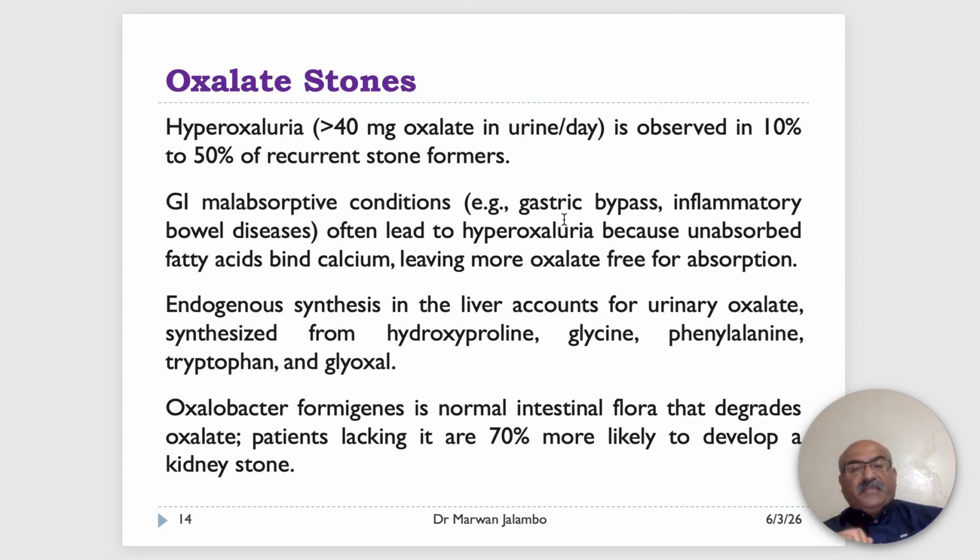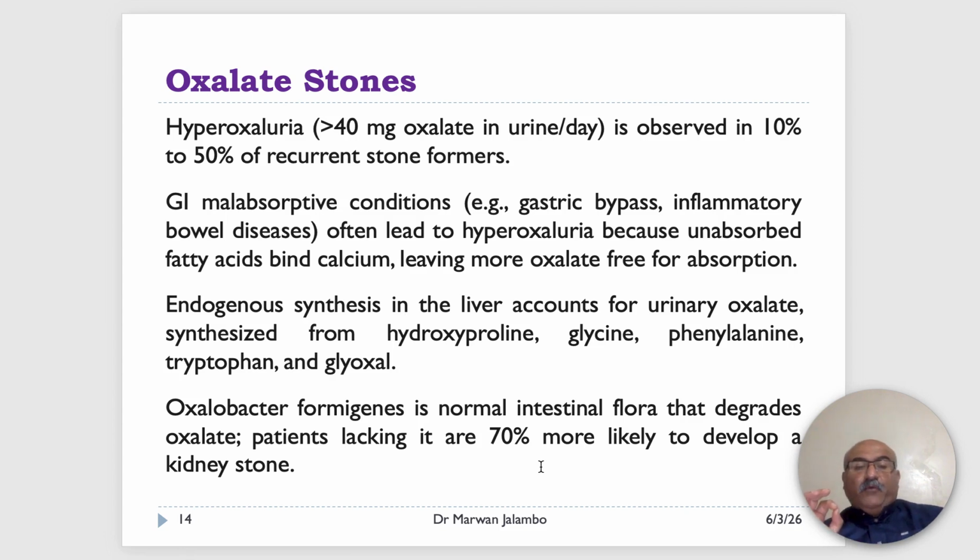Oxalate is also synthesized endogenously in the liver from amino acids like glycine and tryptophan. Interestingly, normal intestinal flora include a bacterium called Oxalobacter formigenes that degrades oxalate. Patients missing this bacterium are 70% more likely to develop stones.